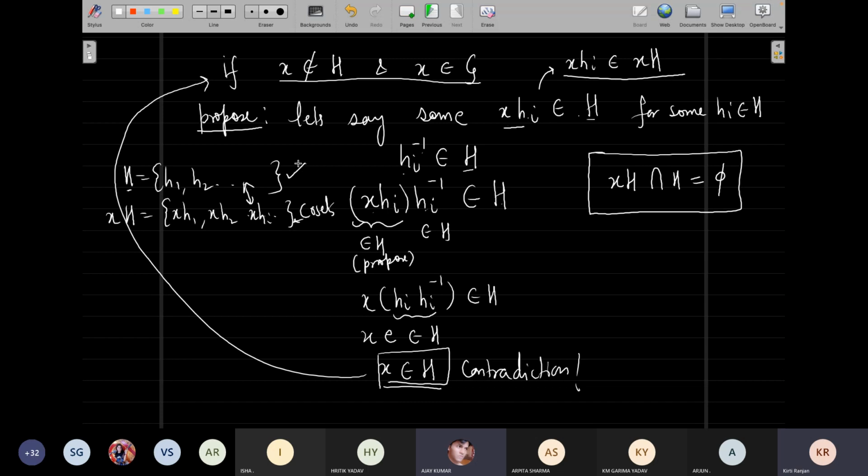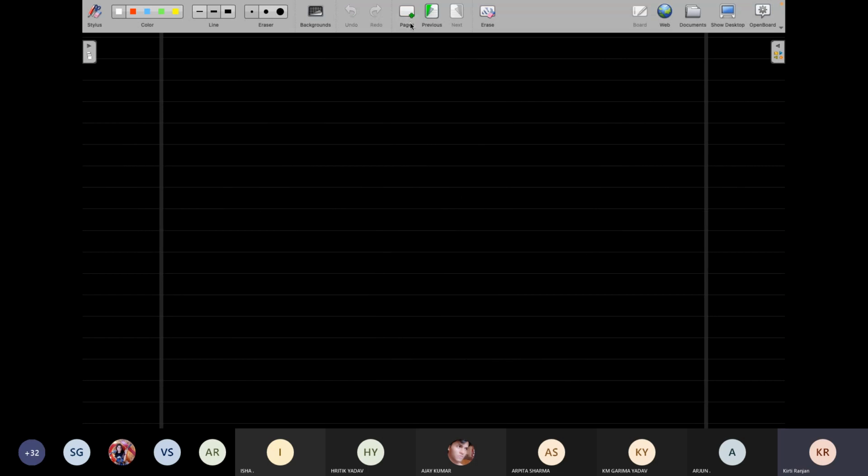Good. So let's just continue. Not only that, we also said the number of elements in XH is the same as the order of H. It cannot be any different. It is exactly the same. So now let's go and do something more with this.